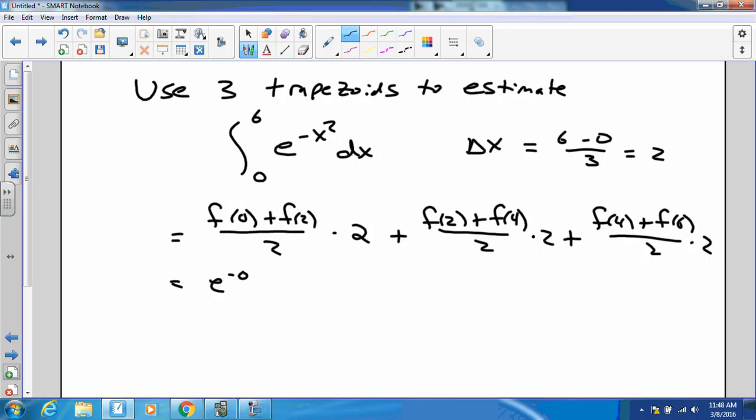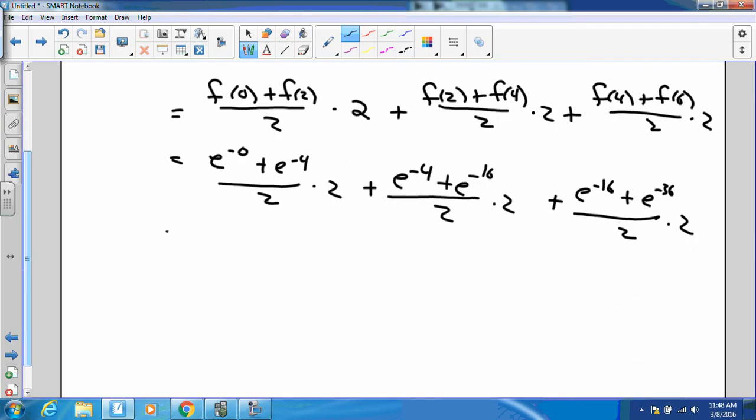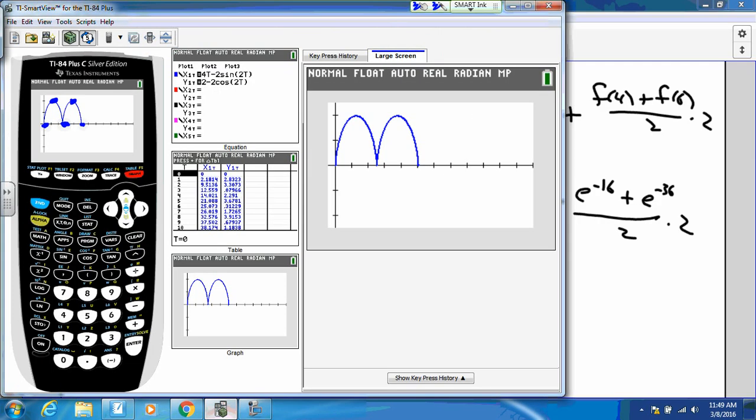And so when we do the estimate, we're looking at e to the negative 0 squared plus e to the negative 4 all over 2 times 2, plus e to the negative 4 plus e to the negative 16 all over 2 times 2, plus e to the negative 16 plus e to the negative 36 all over 2 times 2. Now when you add them all up, what do you get? No, it's got to be bigger than that, because this is 1 plus e to the negative 4.